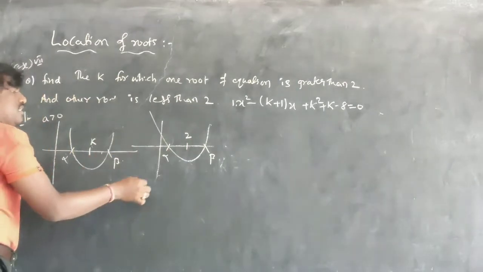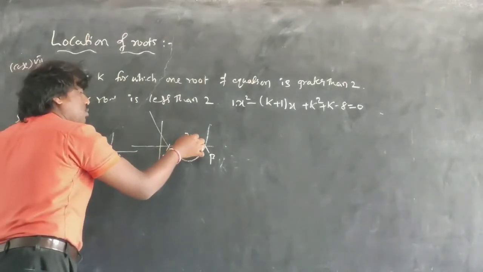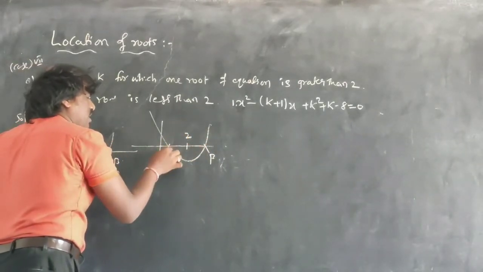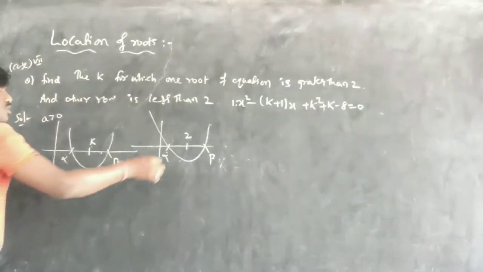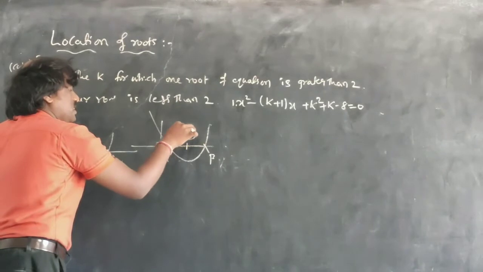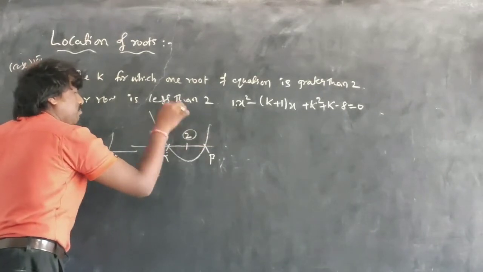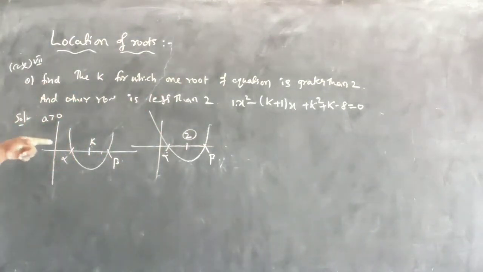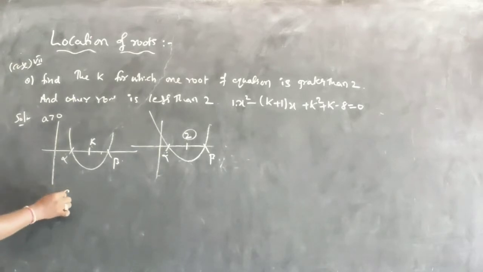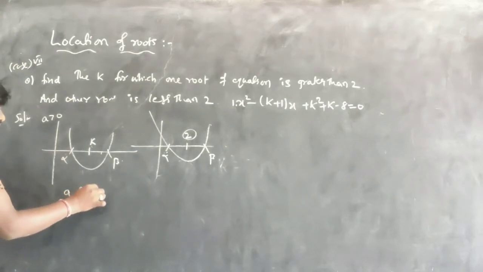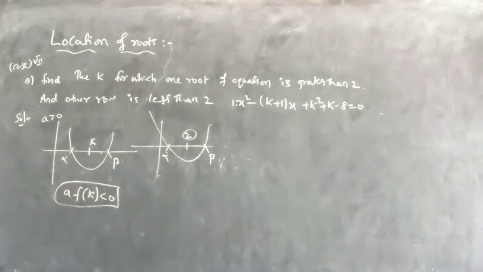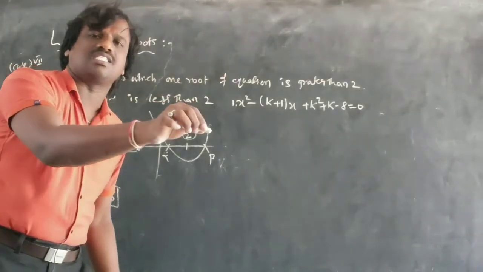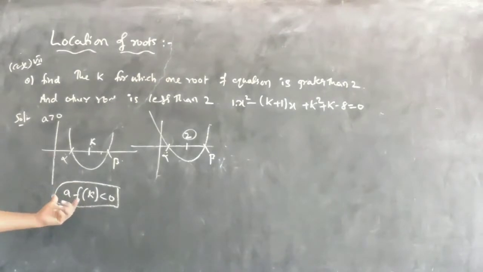So in this case alpha is less than 2 and beta is greater than 2. So 2 is a number which is greater than alpha and less than beta. That is the condition you have. What is the condition I gave yesterday? A into f of k is less than 0. Okay, this is the condition I gave. If you don't know, please watch yesterday's last lecture. This is the given condition, and there I explained how you get this.